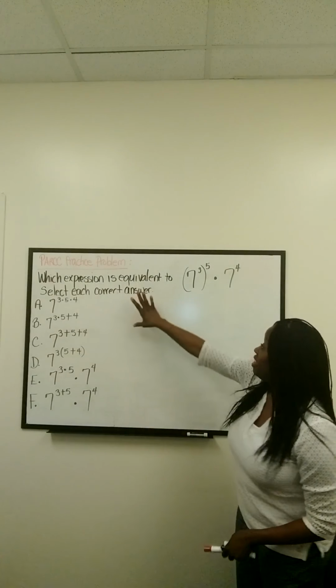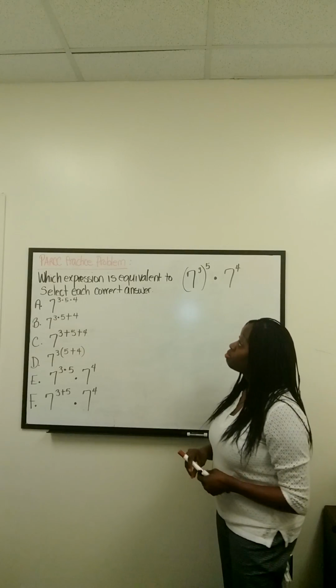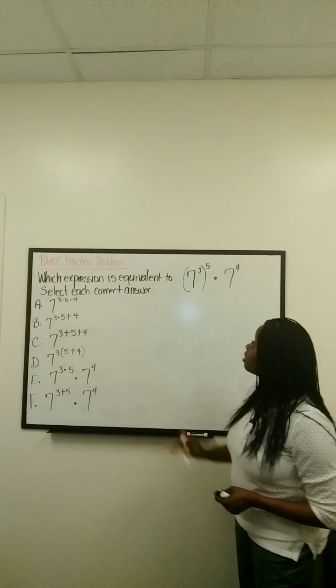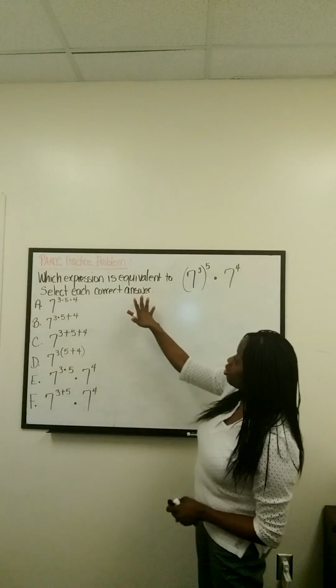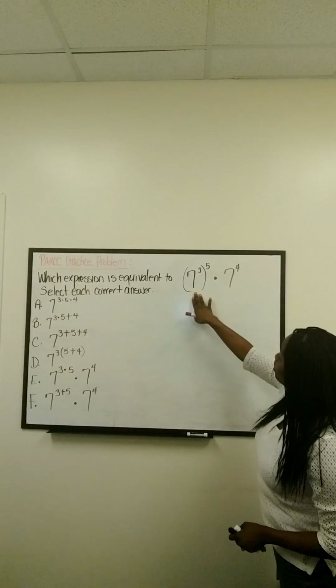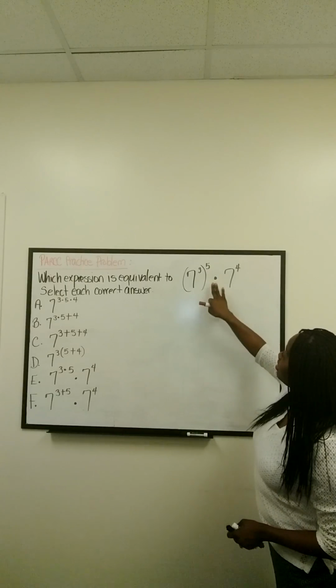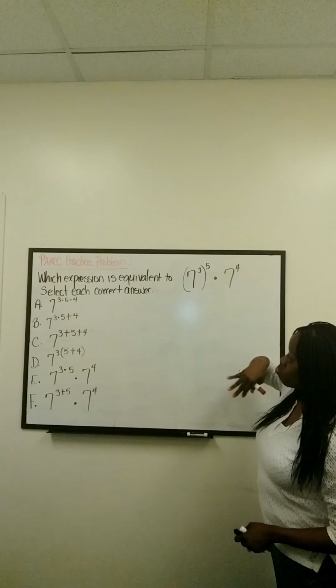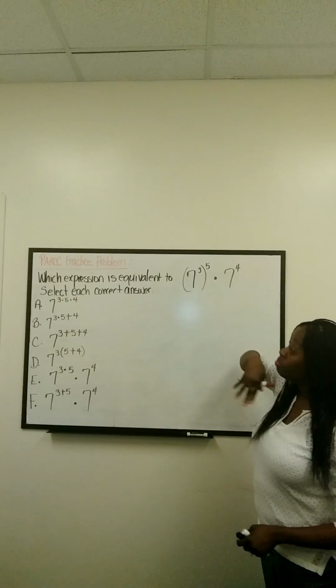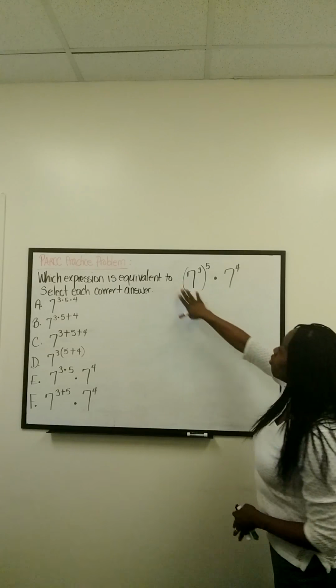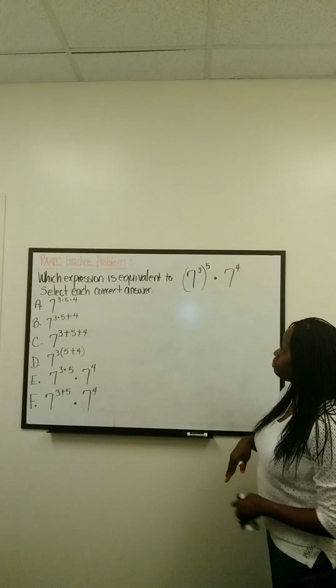Today we're going to solve an 8th grade practice problem that comes from the PARCC. Which expression is equivalent to 7 to the 3rd, which is raised to the 5th, times 7 to the 4th? This is an exponent problem because, as you can see, we have exponents involved in the problem.